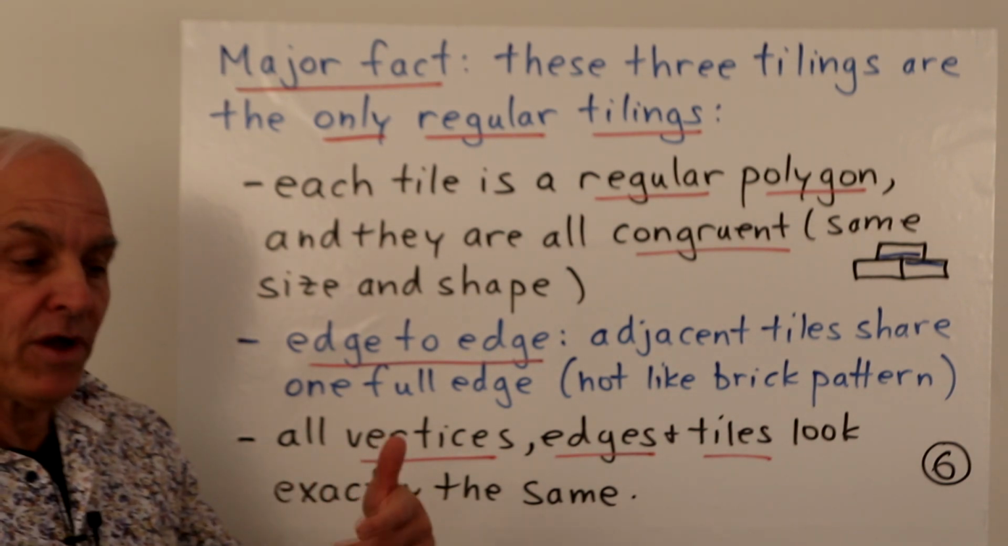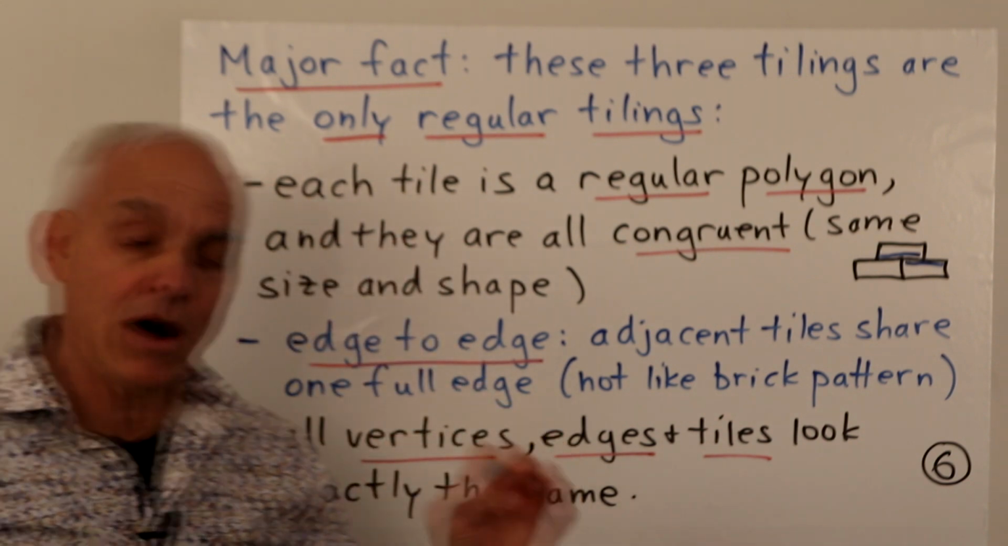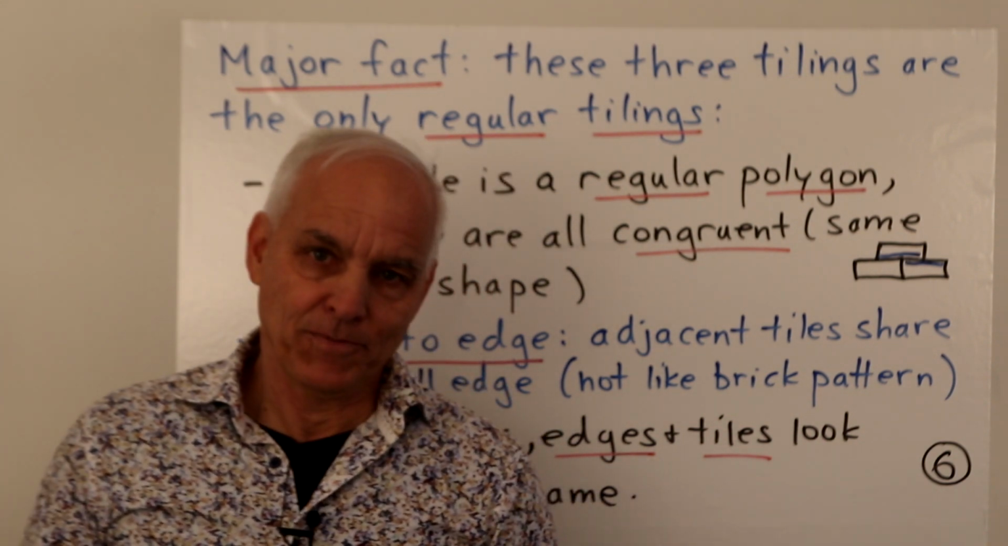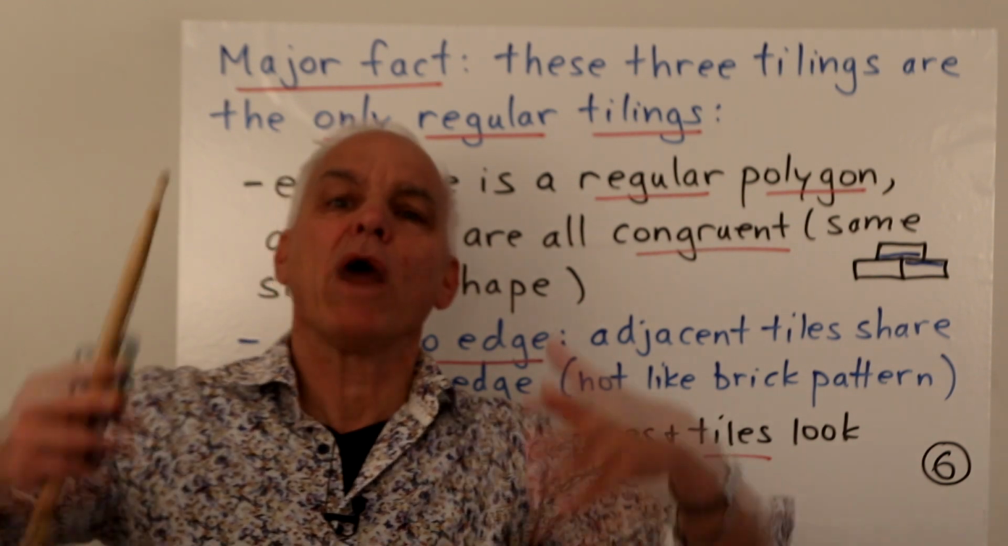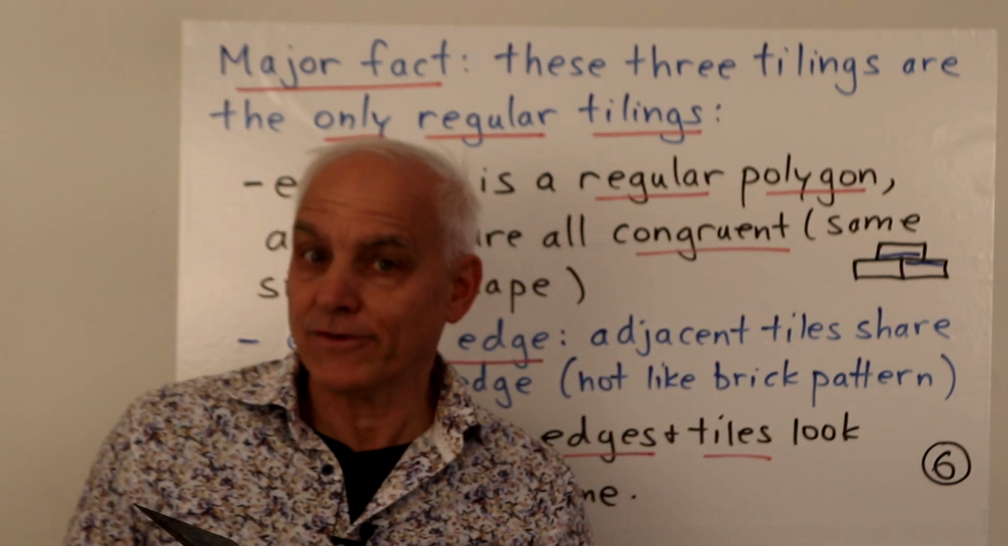And when you impose those conditions on a tiling, then it turns out that the 3 that I've shown you are exactly the only regular tilings. So mathematically, they have a primary place in this pantheon of tilings.